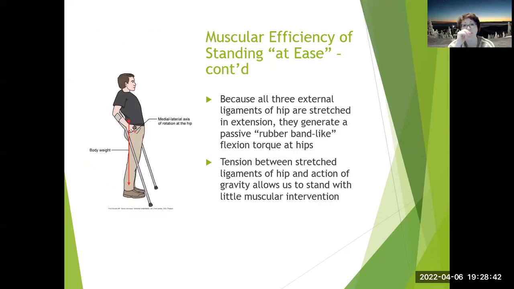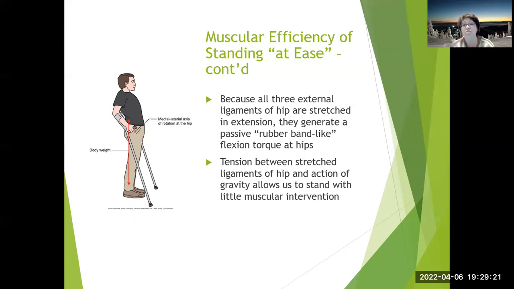So here is another instance when that could really come in handy. All of those three external ligaments are stretched in extension. We'll often talk about whether a ligament is on slack or on stretch. When it's on slack, it's not doing anything. When it's on stretch, it's limiting a certain motion in the joint. So the ligaments generate a passive flexion torque at the hips. Those three ligaments are limiting extension and kind of pulling you forward a little bit into flexion.